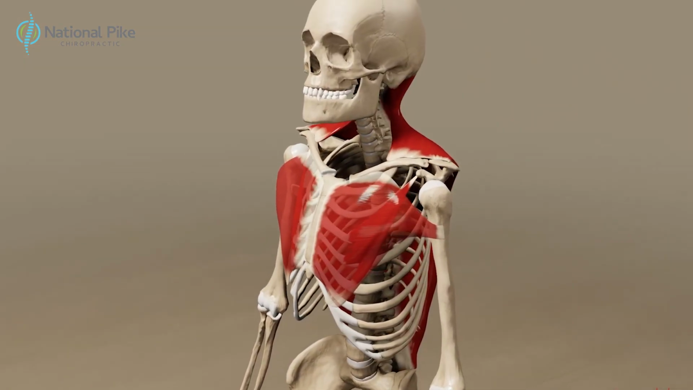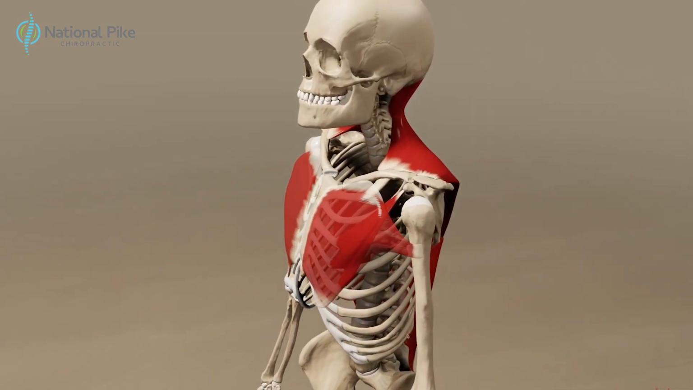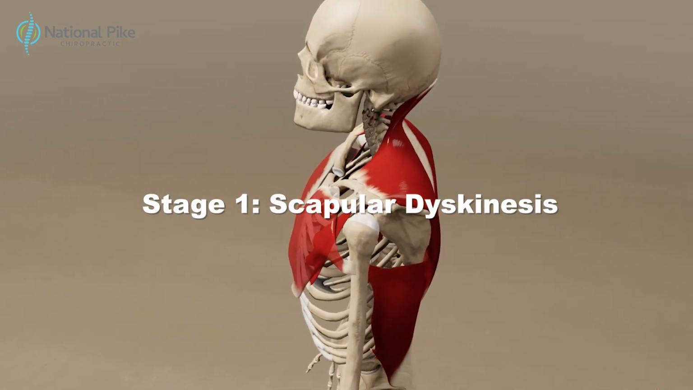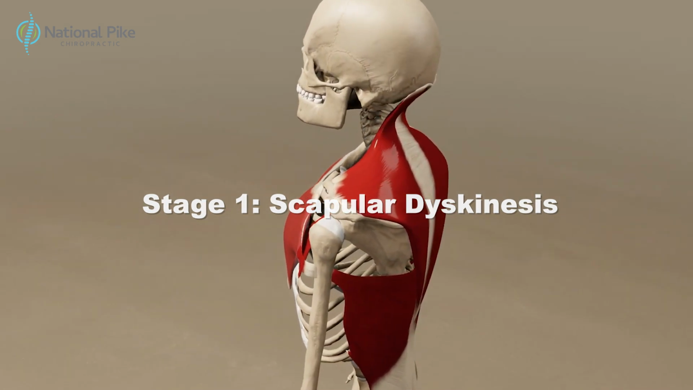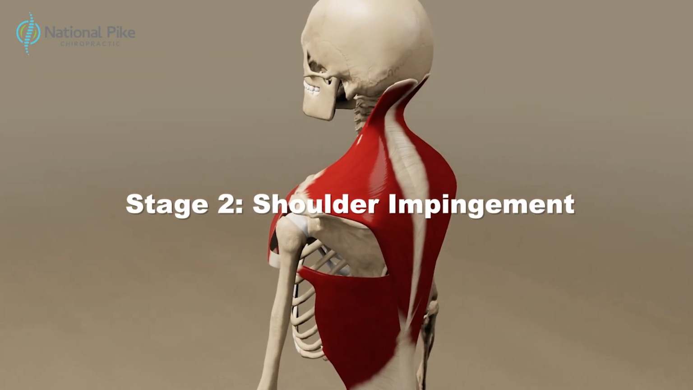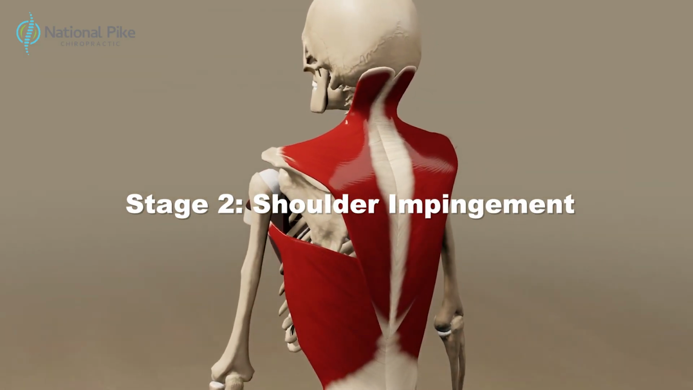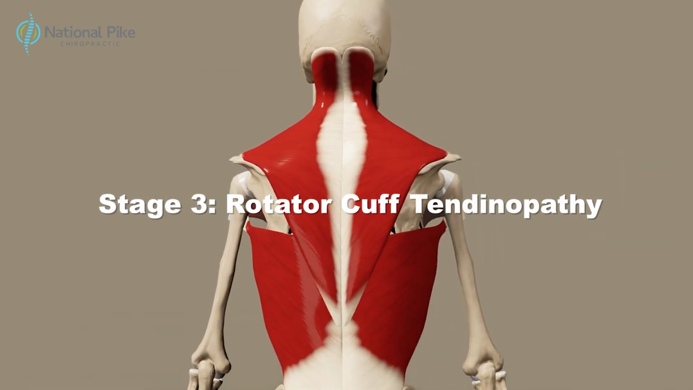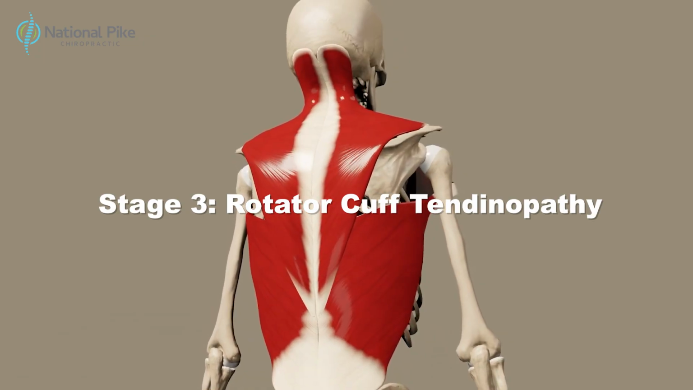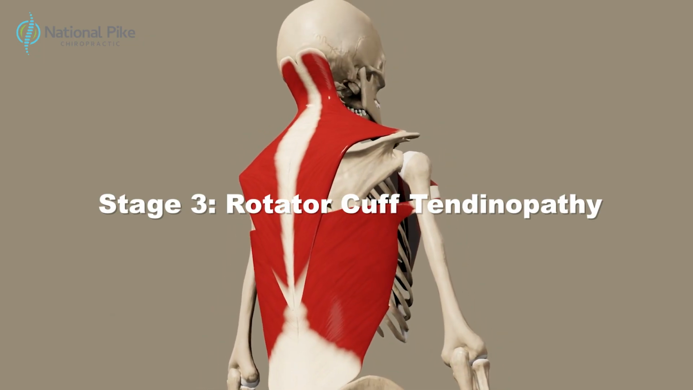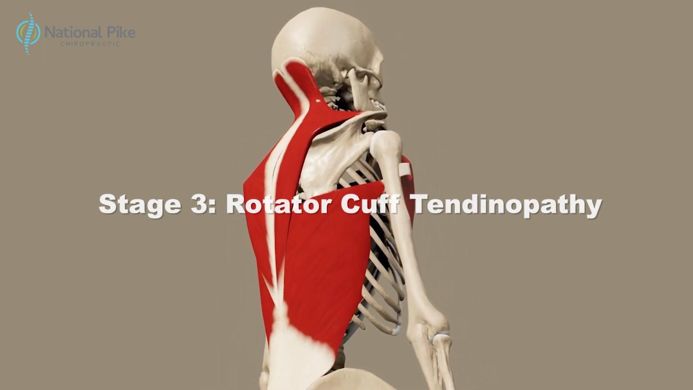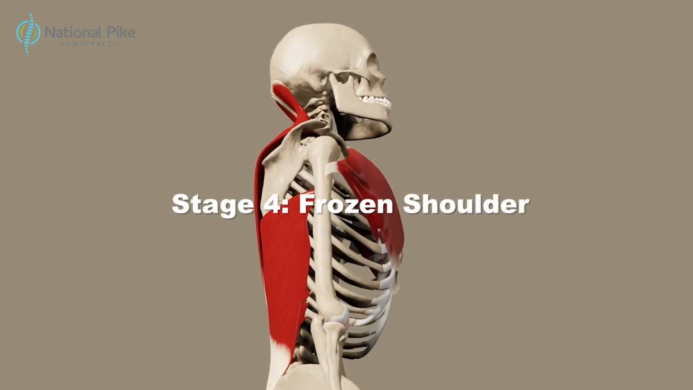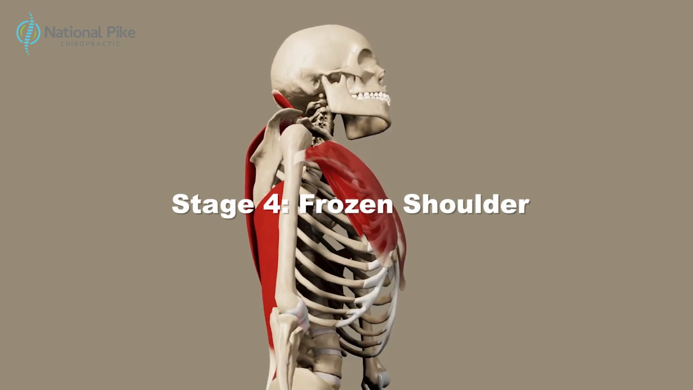Now, the shoulder pain continuum follows 4 stages. The first stage is what we call scapular dyskinesis, or abnormal movement of the shoulder blade. The second stage is shoulder impingement, or pinching of the structures underneath the roof of the shoulder. The third stage is rotator cuff tendinopathy, which is the gradual wear and tear of the tendons due to overuse. And then the fourth stage is frozen shoulder, which is the loss of mobility due to stiffness and inflammation.